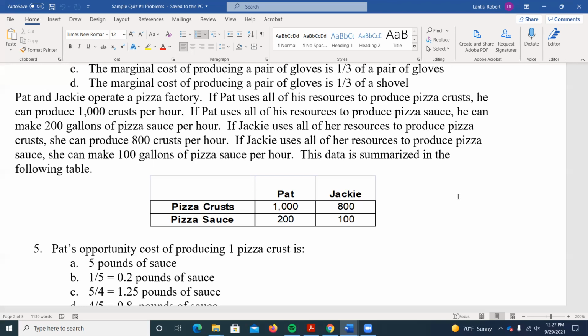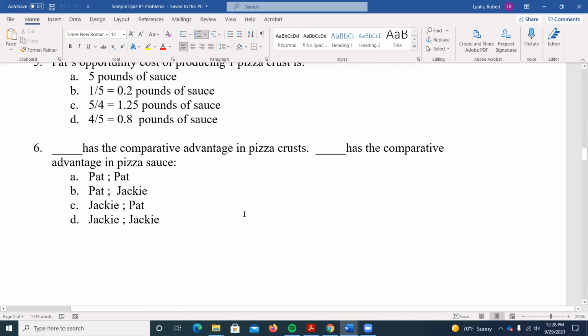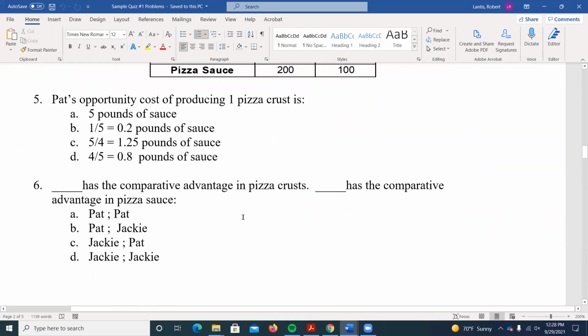It doesn't matter what question I would have asked you, if I asked you for Pat's or for Jackie's. But then a more interesting question might be, who has the comparative advantage or who has absolute advantage? So here, who has the comparative advantage in pizza crust production? Whoever can do it at a cheaper cost. The lower cost was actually Jackie's, 0.125 is less than 0.2. So we would say whoever has the lower cost has the comparative advantage.